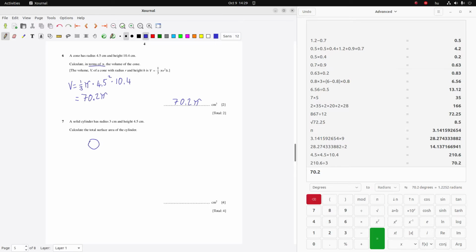A cylinder, you can just unwrap it. And when you unwrap it, you get the area at the top and the area at the bottom, and these two are equal. So we've got the top area of the cylinder and the bottom area of the cylinder. Then we unwrap the sides of the cylinder.